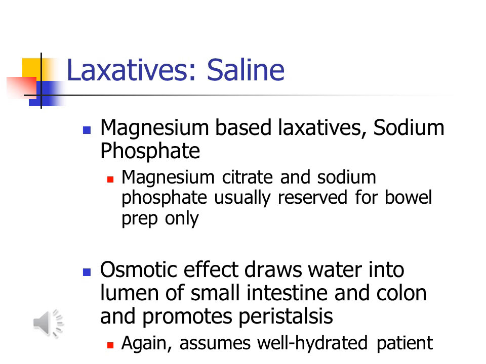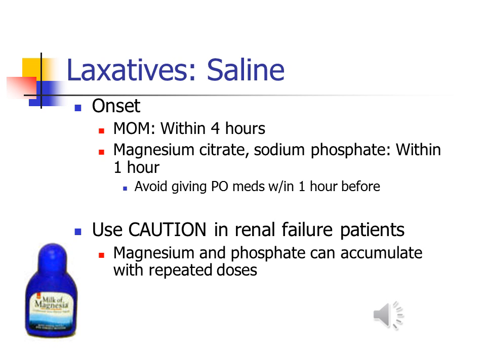They act by an osmotic effect, and that effect draws water into the lumen of the small intestine and colon and promotes peristalsis. Again, we're assuming a well-hydrated patient that has water to draw into the lumen, so these wouldn't be good choices for a patient who you think may be dehydrated. One of the more common over-the-counter saline laxatives is milk of magnesia, and you can see that the onset of MOM, or milk of mag, is typically within about 4 hours of the dose, whereas the other two that we talked about already for bowel prep are typically within 1 hour.